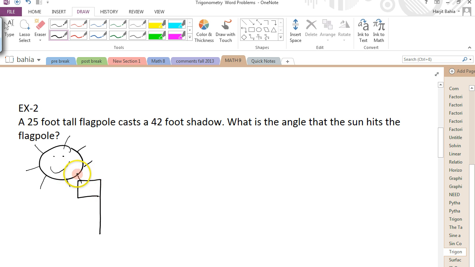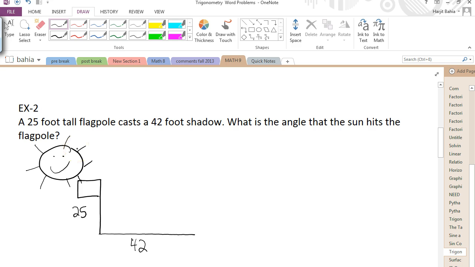There's the flagpole, and this flagpole casts a shadow. First off, they say that the flagpole is 25 feet tall, Americans, 25 feet. And the shadow that it casts onto the ground here is 42 feet long. That's how long the shadow is. Then they're asking, what is the angle that the sun hits the flagpole?